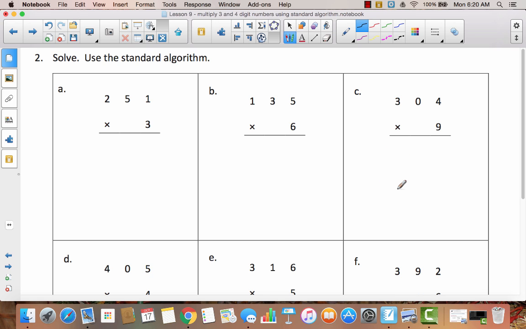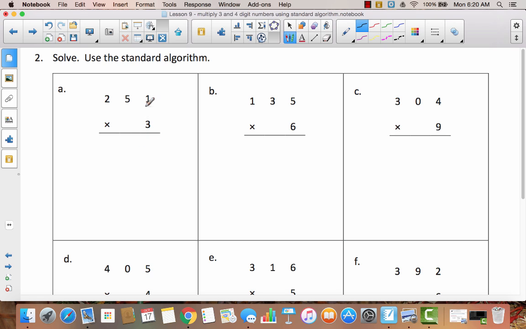All right, so now we're just going to do standard algorithm. We're going to do one together, and then I'm going to let you try some by yourself. If you feel like you can go ahead and do this by yourself, go ahead and pause the video and do all 6 of these by yourself, and you can come back and check. But if you'd like to do this one with me, just stay with me and I'll walk you through this one.